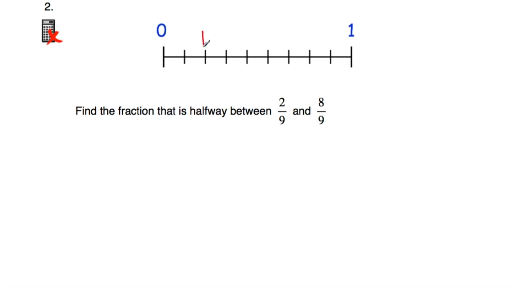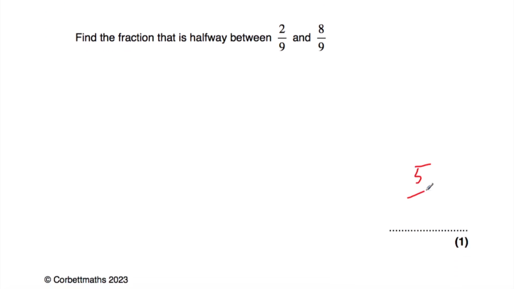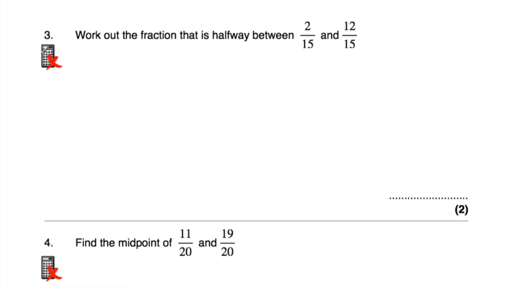So 2 ninths would be here, and 8 ninths would be here, and the fraction that is exactly in the middle, halfway between those two fractions, would be this fraction, and this fraction is 1, 2, 3, 4, 5 ninths, so 5 ninths. So the fraction that is halfway between 2 ninths and 8 ninths would be 5 ninths. So let's write that down, 5 ninths. Okay, let's have a look at question number 3.